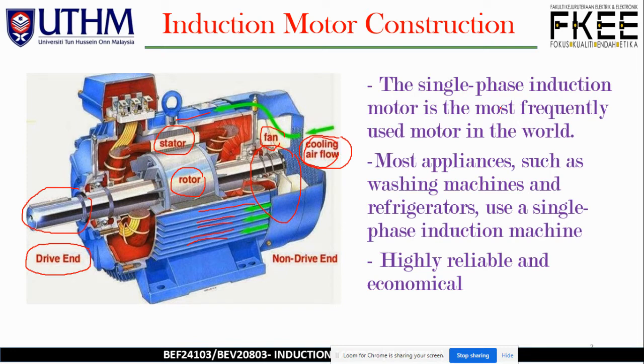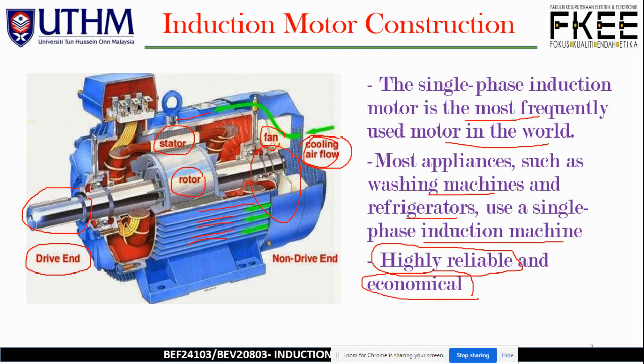And then the single phase induction motor is the most frequently used motor in the world. Okay, and for most home appliances, for example, you can see washing machines, the refrigerator, they use a single phase induction machine. So this is the reason why the induction machine is one of the most used machines worldwide, and some of the reasons again are its robustness or the high reliability of the design, as well as the low cost. Right?